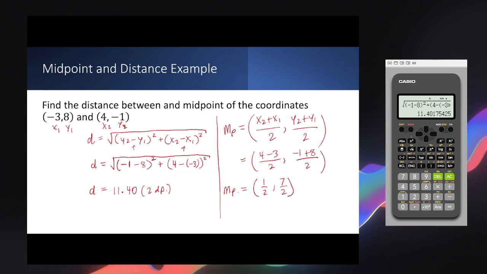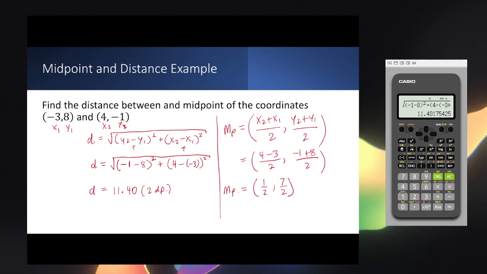Very straightforward formulas, okay? Very straightforward formulas. The only thing you need to make sure you do is labeling your coordinates correctly and, of course, using the formulas correctly too.